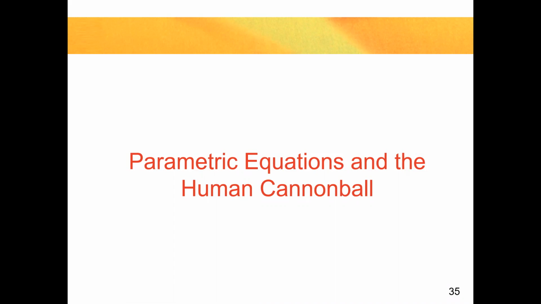So parametric equations allow us to look at the horizontal view of things and also the vertical view of things, right? They're independent of each other here. So, parametric equations of the human cannonball. Let's do the theory behind it first here.